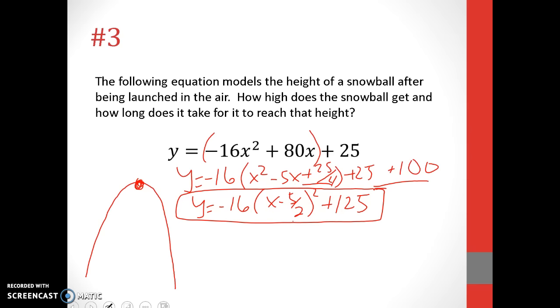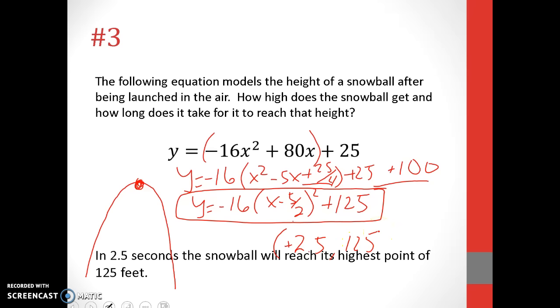And so my vertex is the point positive 2.5 and 125, which means the ball is going to get 125 feet high in 2.5 seconds. And so, again, this is the x value here, and this is the y value here, the maximum height.